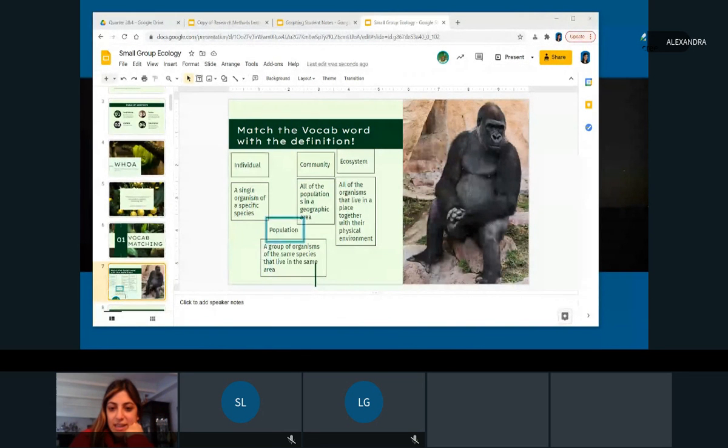Good. All right, Logan, let's take a look. Individual, great, a single organism of a specific species. Population, a group of organisms of the same species that live in the same area. Great. Community, all of the populations in a geographic area. And ecosystem, all of the organisms that live in a place together with their physical environment. Awesome. Great job. So we are starting to get the hang of this.